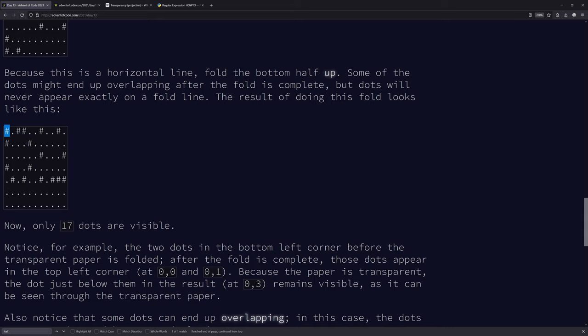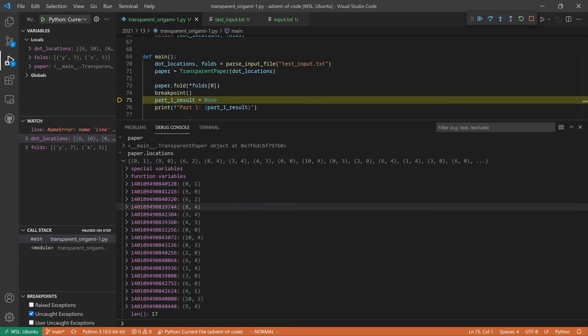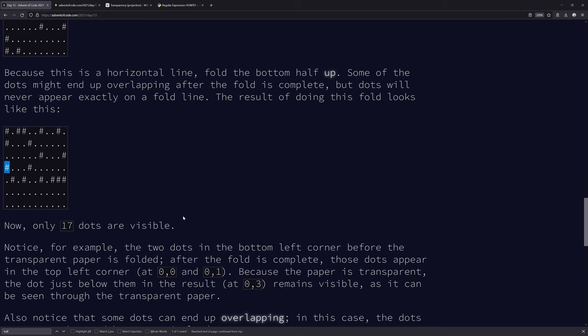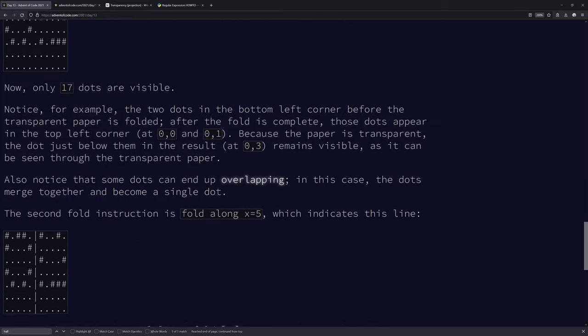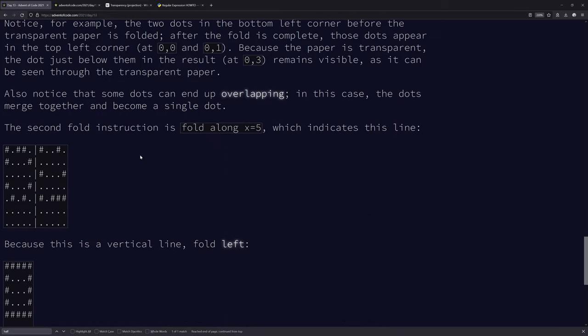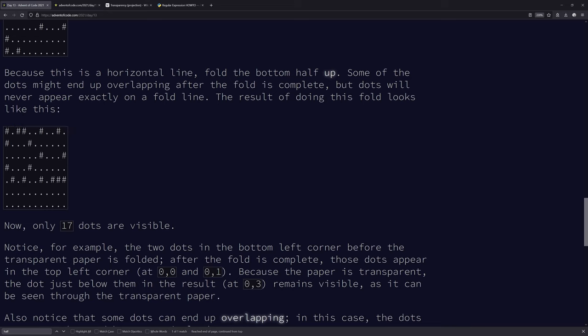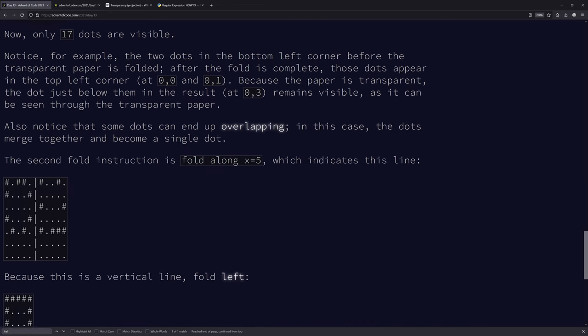And there should be a 0, 3. Oh, it's a 3. Yeah, it's a 0, 3. There's also a 3, 0. There's a 3, 0. This seems correct. I don't want to make the function to print out the thing, all right?